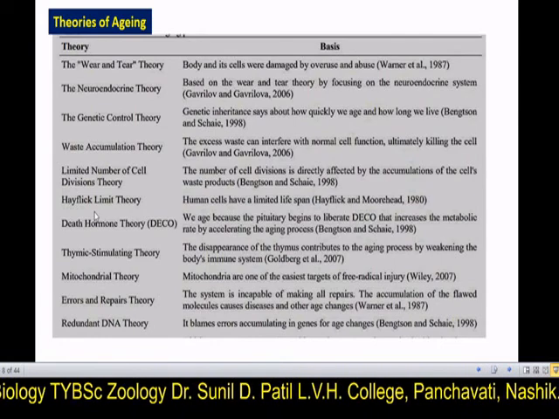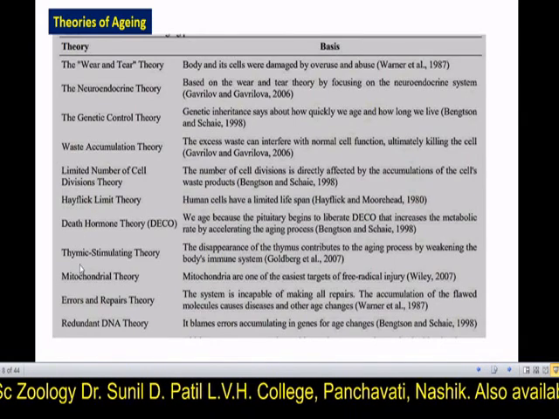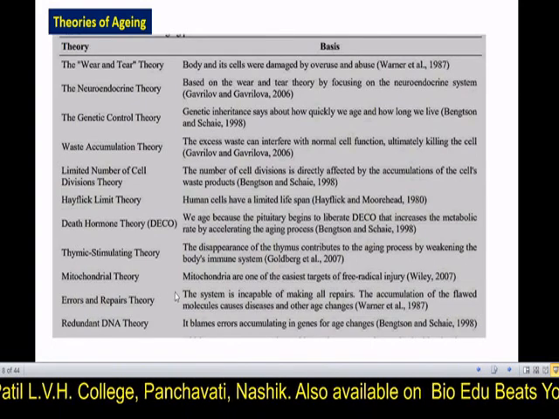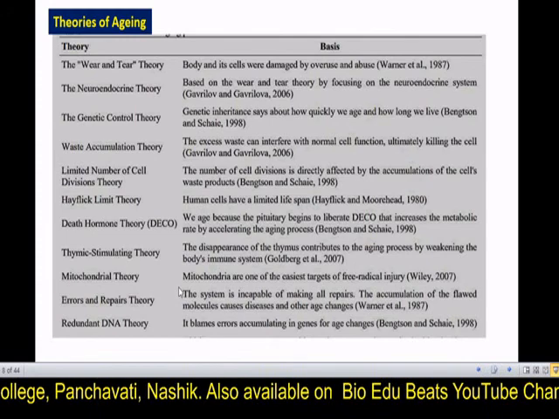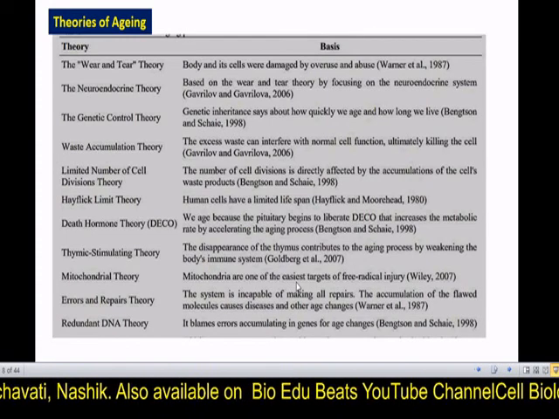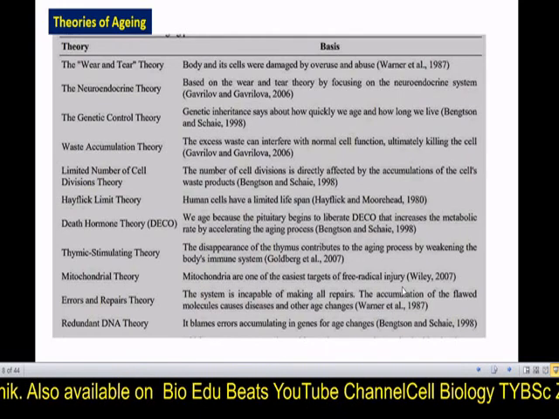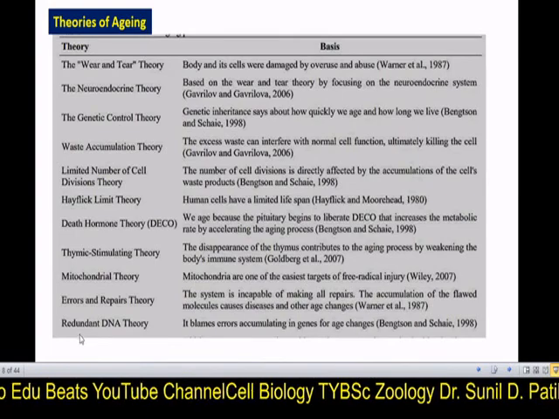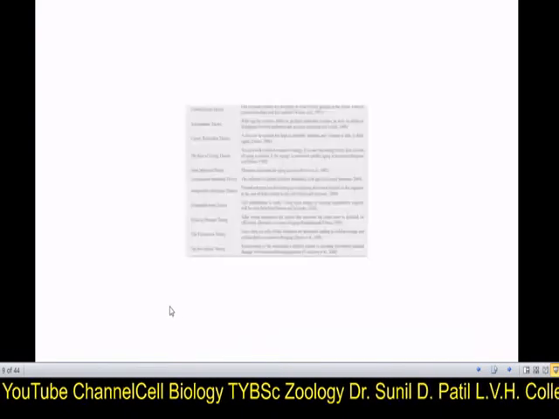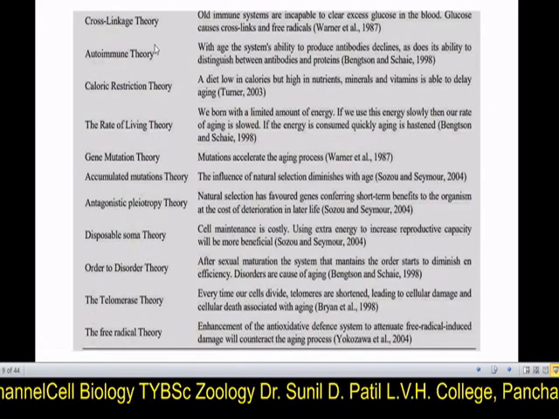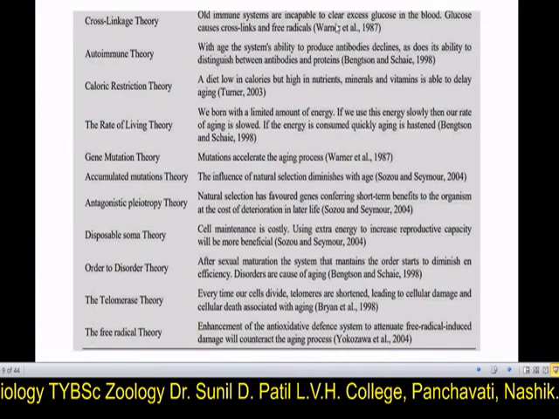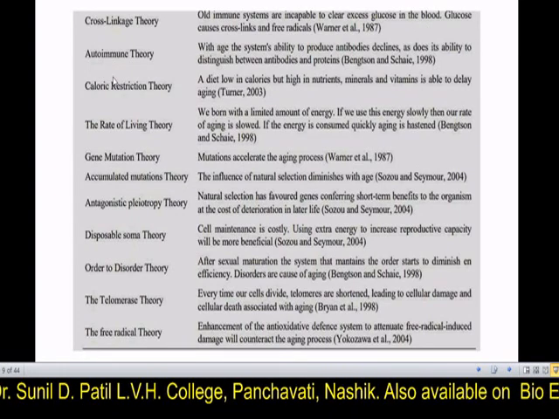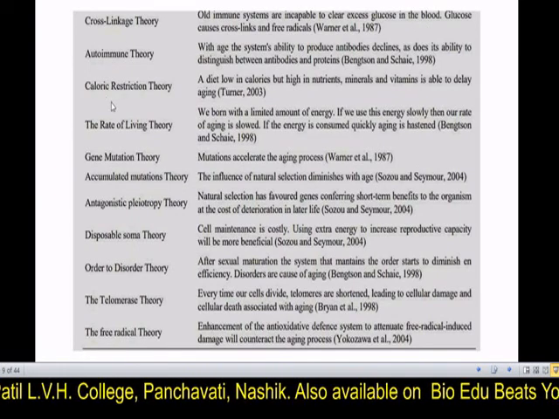Then Hayflick theory, then death hormone, thymic stimulating theory, mitochondrial theory. The function of mitochondria and ER get affected; it is the main reason. Mitochondria are one of the easiest targets of free radicals, so this theory indicates that. Error and repair theory, then redundant DNA theory, then cross linkage theory. The old immune system is incapable of clearing excess glucose in the blood; it is in the cross linkage theory. Autoimmune theory, you know the meaning of the word autoimmune.